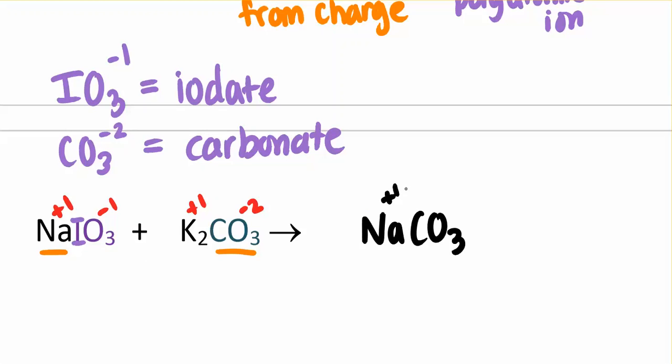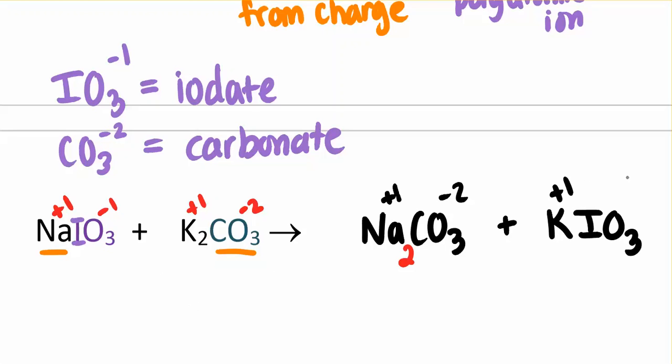Think about the charges that are on each of these. We're crossing those charges down, so we need a 2 right there. And this would bring a 1 out here, but we don't need to show a 1. Notice we kept the 3 because it's part of the polyatomic ion. Okay, so that's a good formula for our sodium carbonate. Let's go to our other product. Our other product involves potassium and iodate.